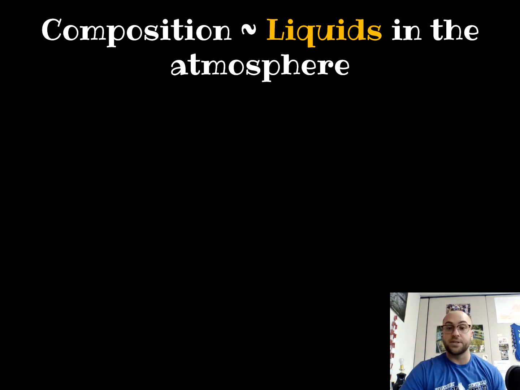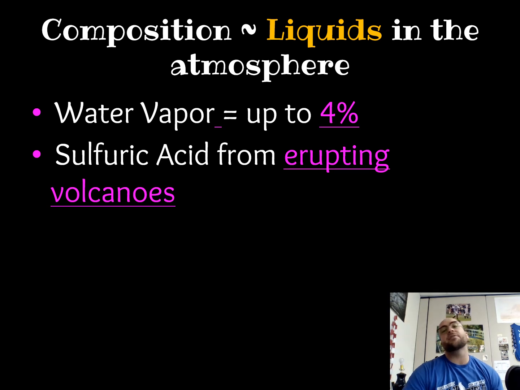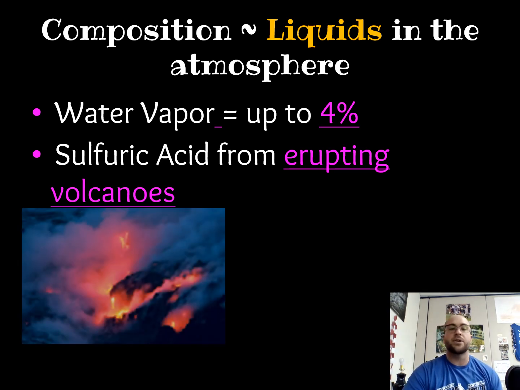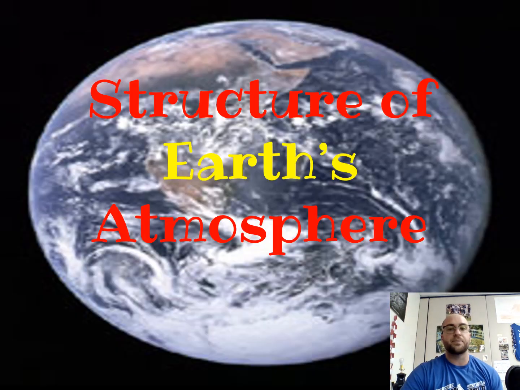Then we have our liquids in our atmosphere. Most commonly, we have water vapor. So up to about 4% sometimes of our atmosphere can be filled with water vapor. Look up in the sky if you can see it. Come on, look. I see some clouds right now. There is a little bit of water vapor up there. And then we have stuff like sulfuric acid, which comes from the earth and erupting volcanoes, and which can have a significant impact on our climate.